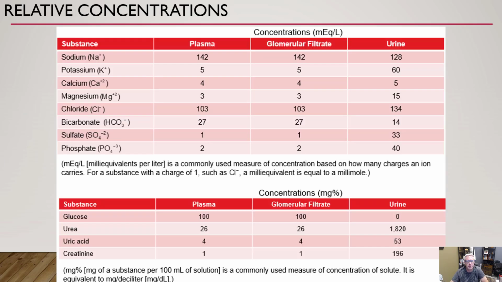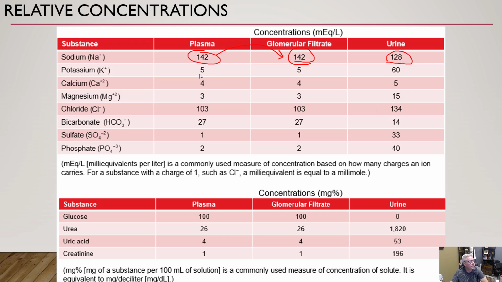So here you can see that there are different concentrations of electrolytes in your blood plasma, in the filtrate that comes out of your glomerulus, and what ends up in your urine. So, for example, you can see sodium in the blood volume versus glomerular filtrate. Pretty much all of your sodium is going to get filtered out in the glomerulus and enters that proximal convoluted tubule, but some sodium is going to be reabsorbed.